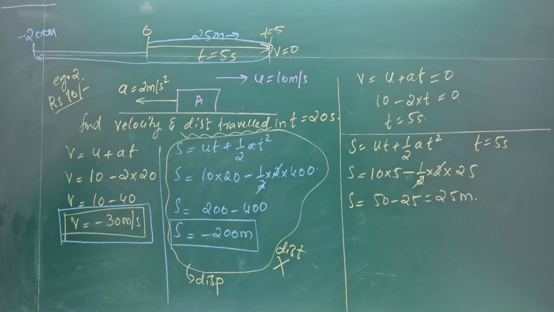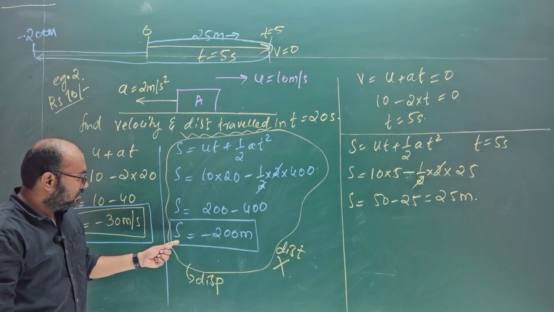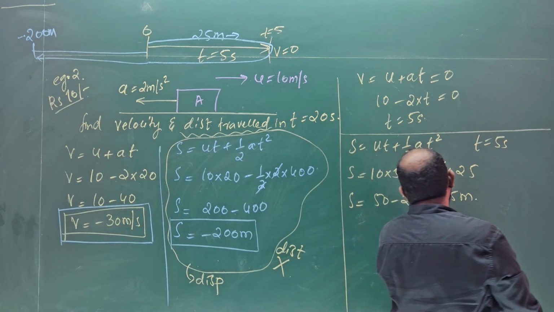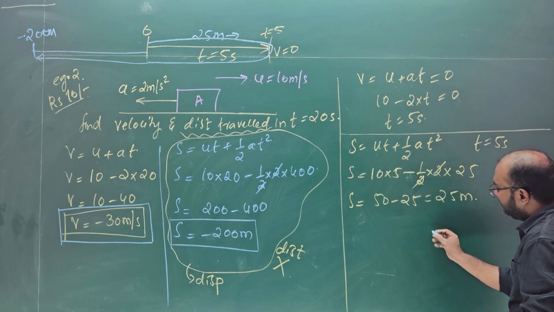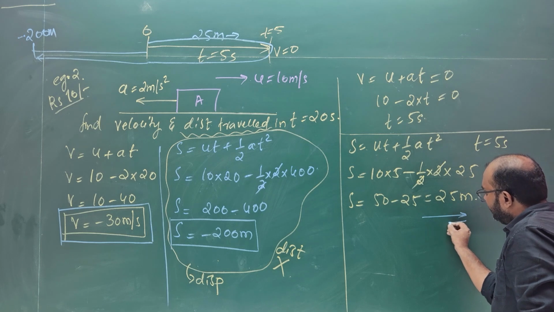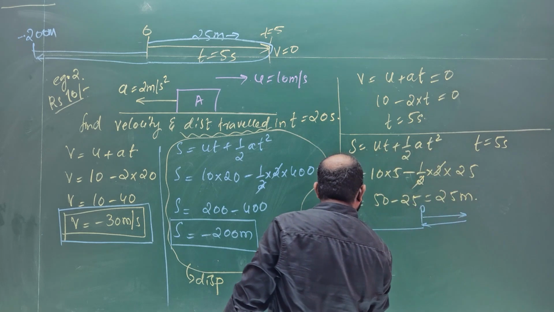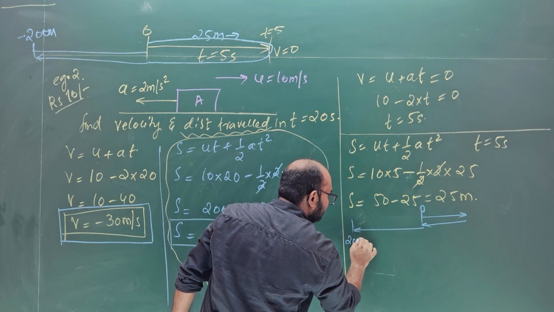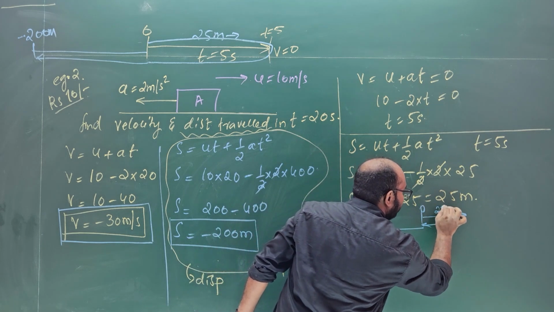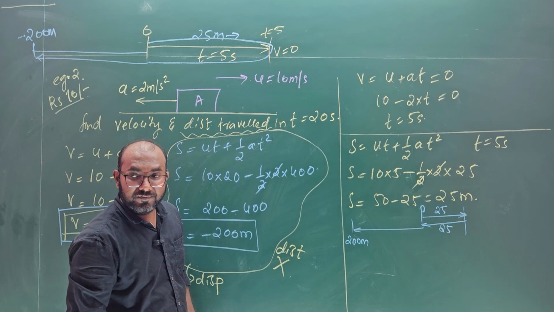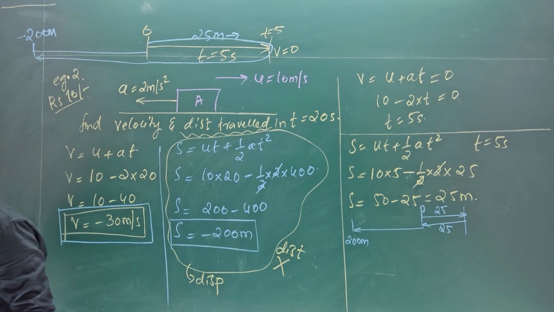What I said is, you got s equal to 200 and you got s equal to 25. That means 25 in this direction, then 25 in this direction from origin. Then from here to here, 200. So this is 25, this is 25. Total is what? 250.